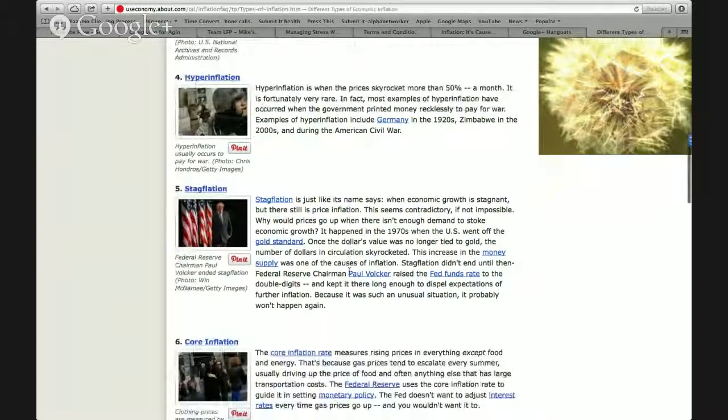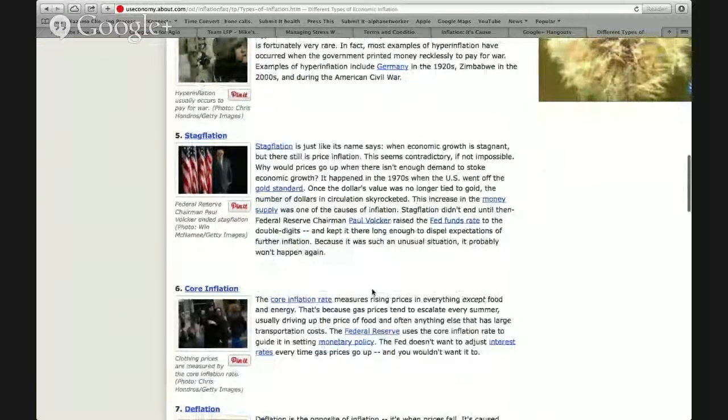Number 5 is stagflation, okay? And that's when economic growth is stagnant, but there's still price inflation. So why is that happening? It seems contradictory, but it's apparently not impossible. Why would prices go up when there isn't enough demand to spur economic growth, right? Well, it happened, and this is very important, in the 1970s when the U.S. went off the gold standard.